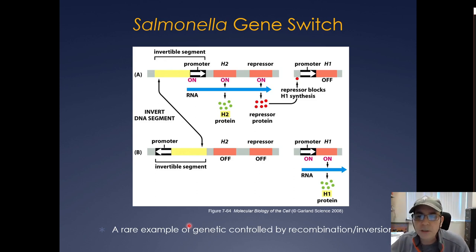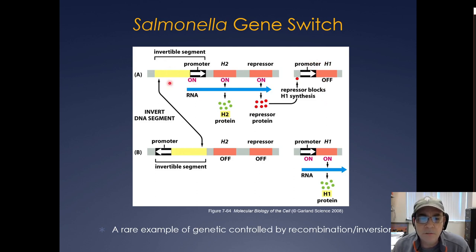So here's an interesting little regulation system that works in Salmonella, and it's a gene switch. Normally you have an invertible segment that has a promoter, and that will drive expression of the H2 gene and a repressor. And the repressor goes on and represses H1. So when the invertible segment is in this orientation, the H1 gene is off.